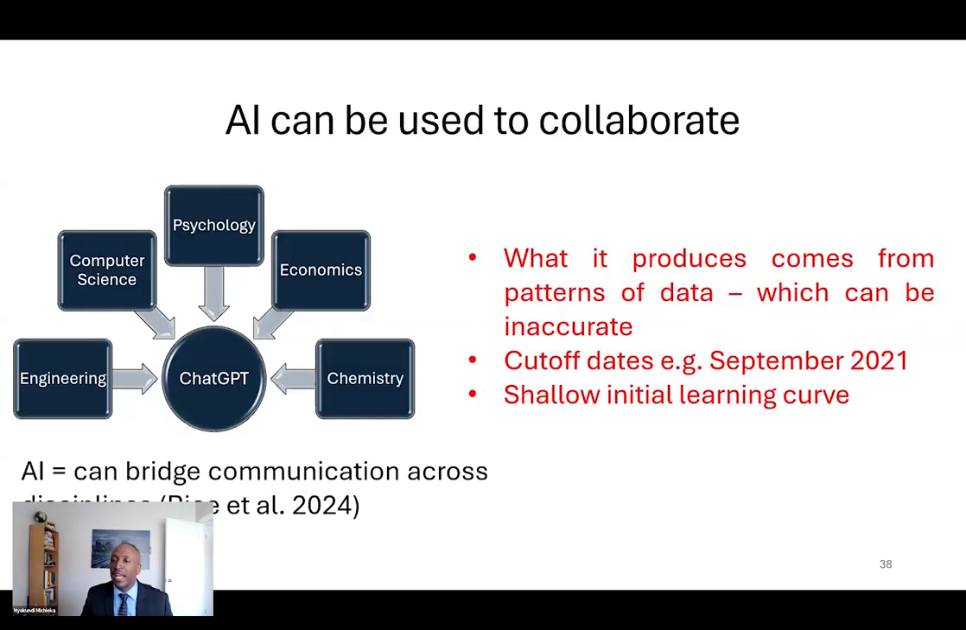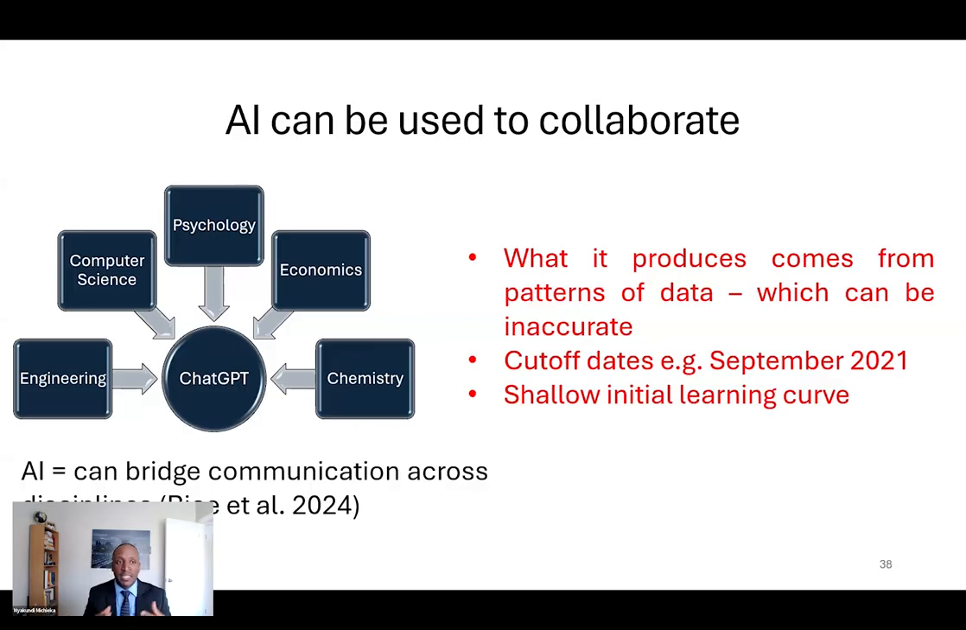Say, for example, you're looking at a topic that affects a wide range of fields. There are engineers who speak very differently about the topic that you're working on. You have folks in computer science, economists, psychologists, chemists. You can use AI to bring all this content together and come up with a research question.